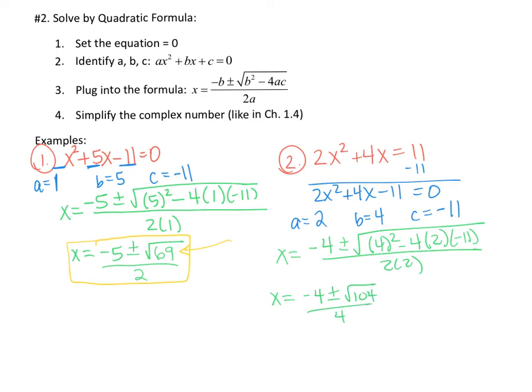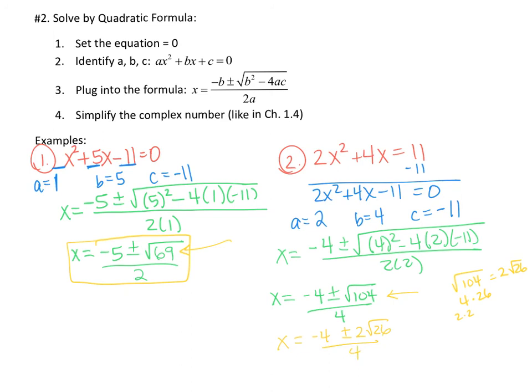Now, 104, I need to look at that because that does get simplified. So I'm going to take the square root of 104. Let's see what we have here. That can be 4 times 26. 4 is 2 times 2. So I'm going to end up with 2 square roots of 26. So I'm going to replace that. I'm going to have negative 4 plus or minus 2 square roots of 26 over 4.